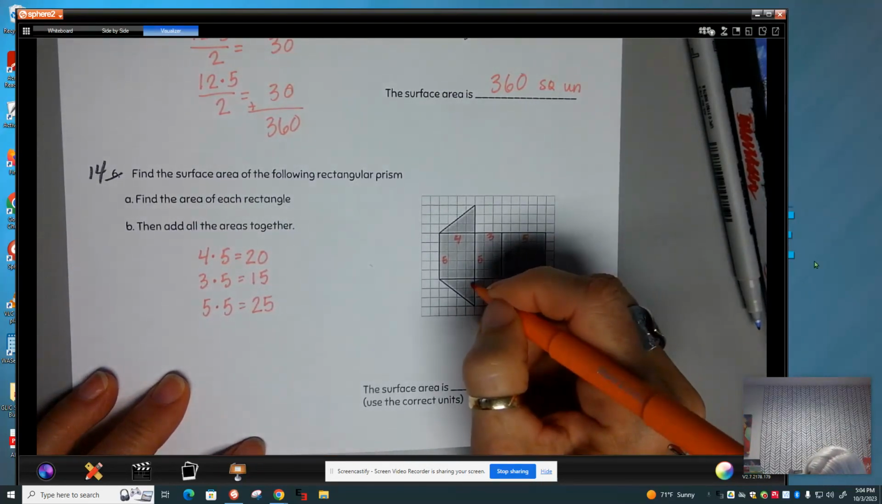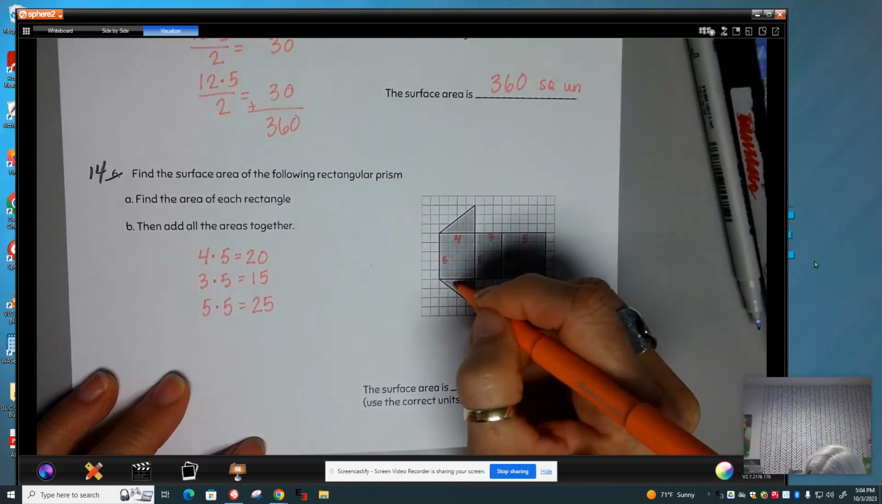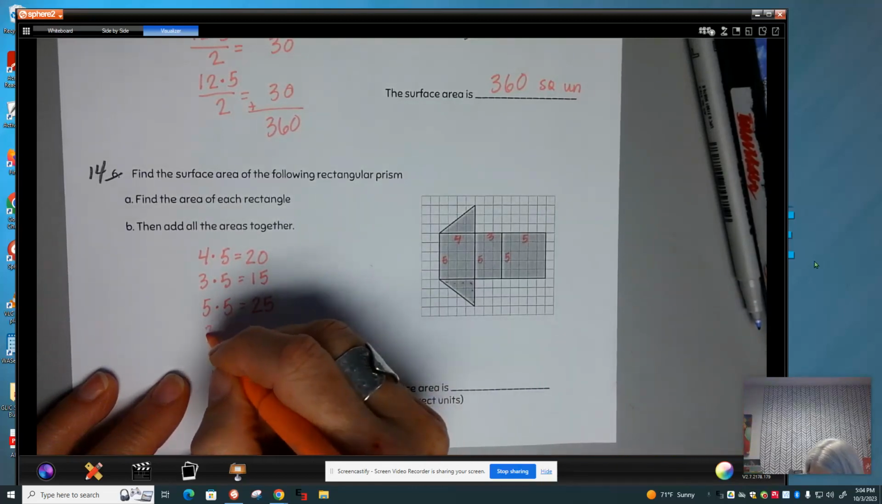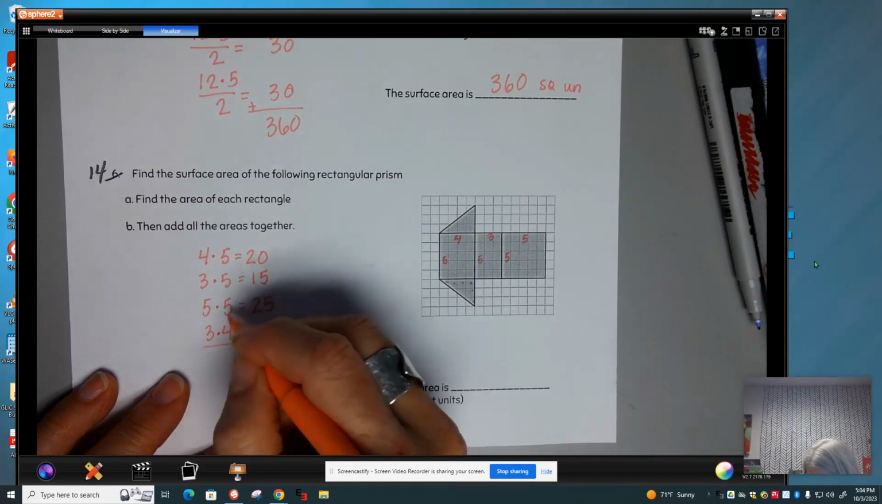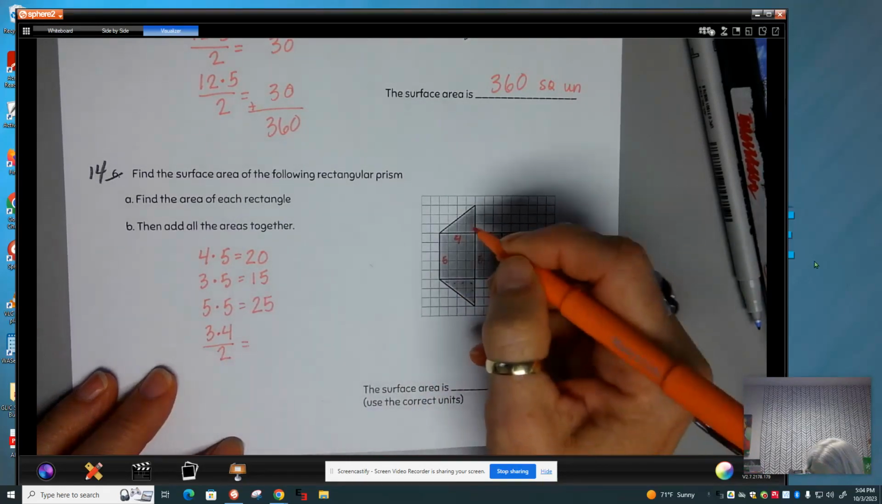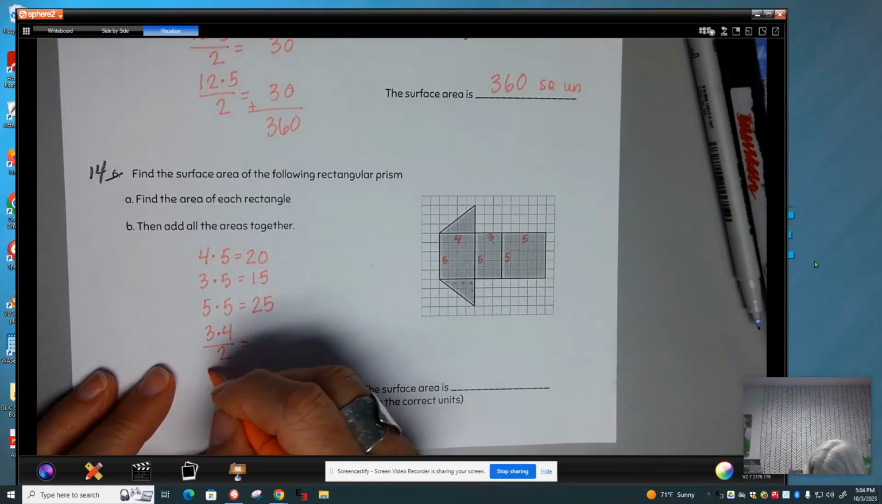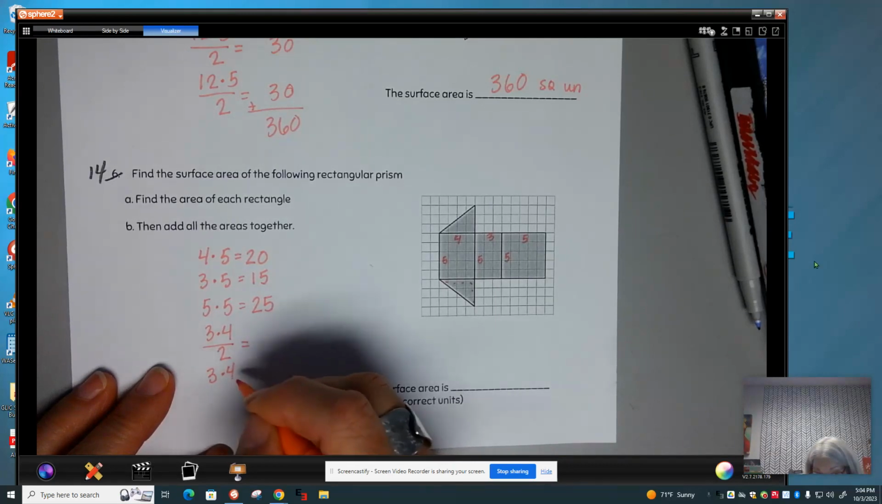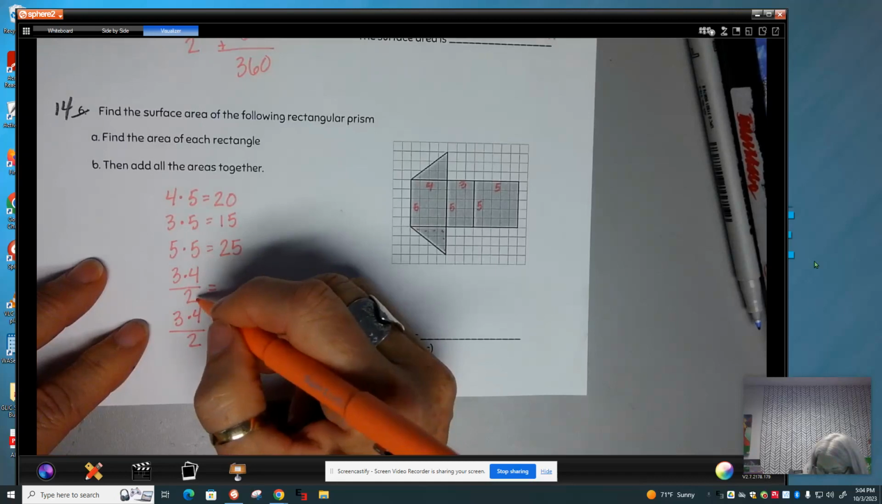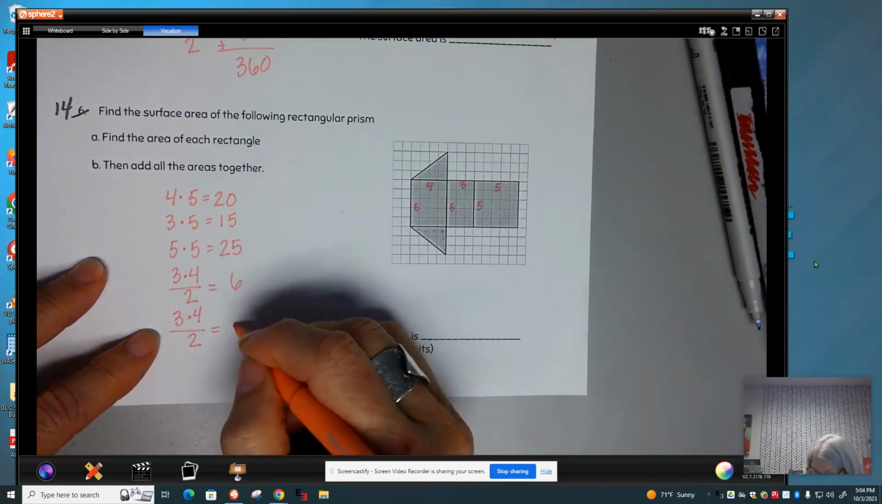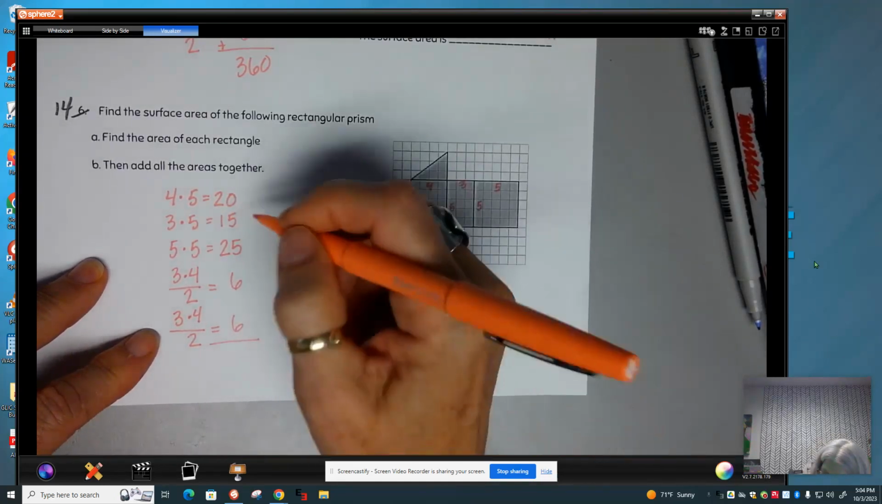And then our triangle is a 1, 2, 3 by 1, 2, 3, 4. 3 times 4 divided by 2. And the same triangle on the other side. 3 times 4 divided by 2. 12 divided by 2 is 6. 12 divided by 2 is 6.